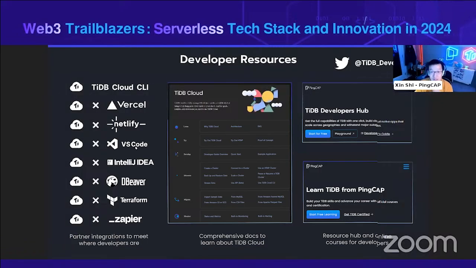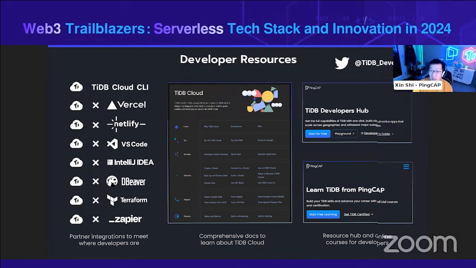Last but not least, we are empowering our developers from different types of industry and also for Web3 developers. We have different types of developer tools integration. We support different types of language. It's MySQL compatible. You can leverage existing MySQL industry, MySQL ecosystem tools.